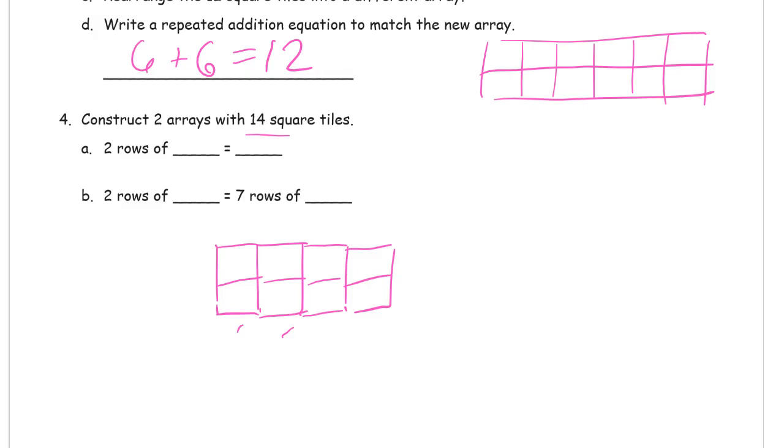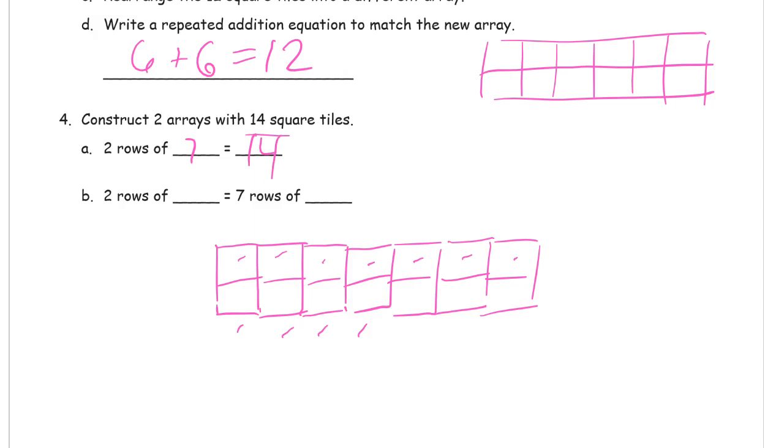So that's 2, 4, 6, 8. That's 10. And I'm going to stop at 14. 12. 14. So that's 1, 2, 3, 4, 5, 6, 7. Two rows of 7 is 14.